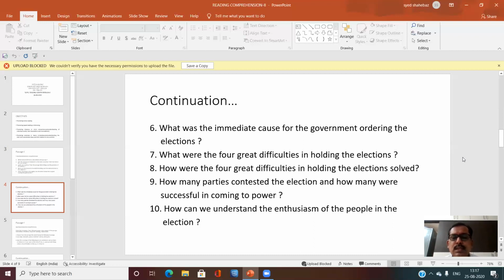How many parties contested the election and how many were successful in coming to power?